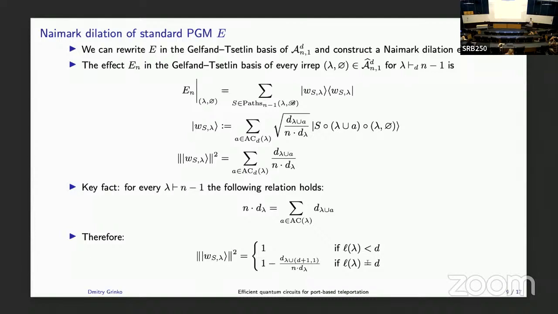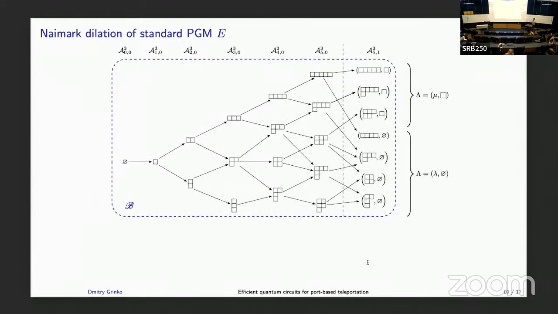And okay, this is the part where I ask you to believe me. This is an example of a so-called Bratteli diagram. This Bratteli diagram serves the purpose of labeling the Gelfand-Zetlin basis. The Gelfand-Zetlin basis is a set of paths in this diagram. That's how you should think about it.